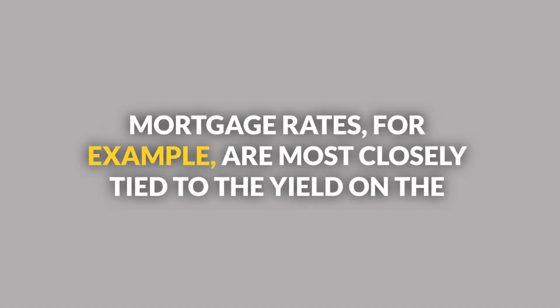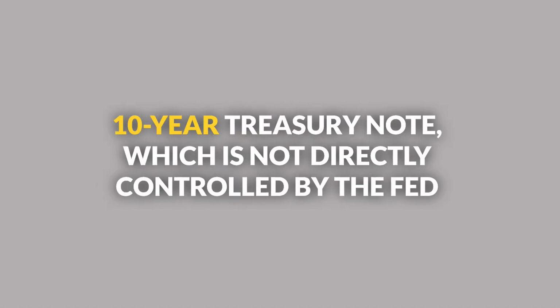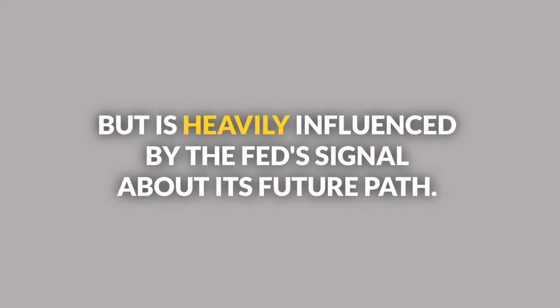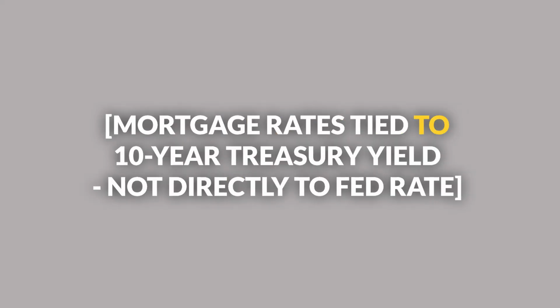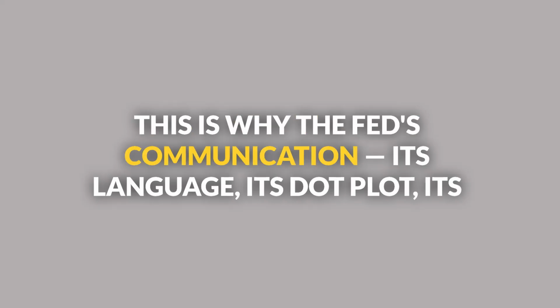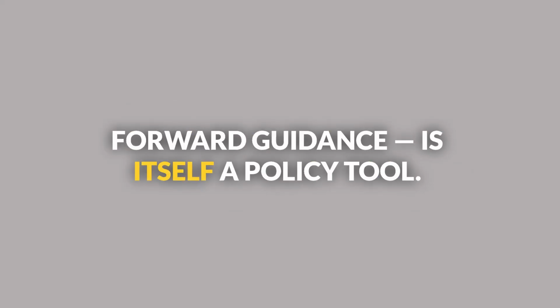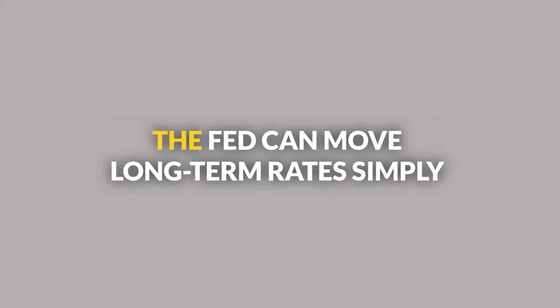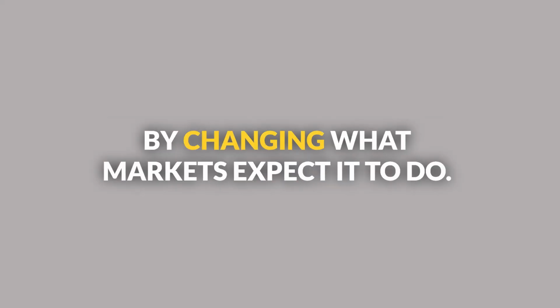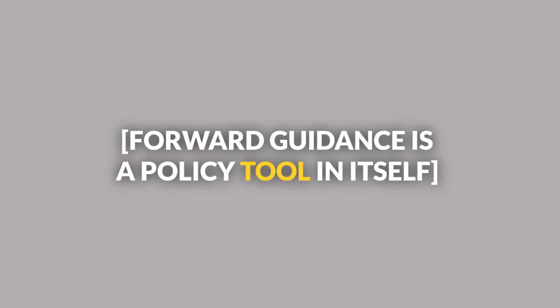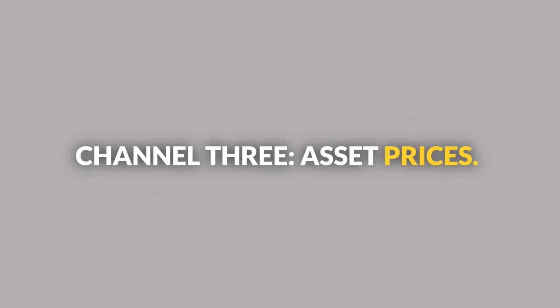Mortgage rates, for example, are most closely tied to the yield on the 10-year Treasury note, which is not directly controlled by the Fed, but is heavily influenced by the Fed's signal about its future path. Mortgage rates tied to 10-year Treasury yield, not directly to Fed rate. This is why the Fed's communication, its language, its dot plot, its forward guidance, is itself a policy tool. The Fed can move long-term rates simply by changing what markets expect it to do, though forward guidance is a policy tool in itself.